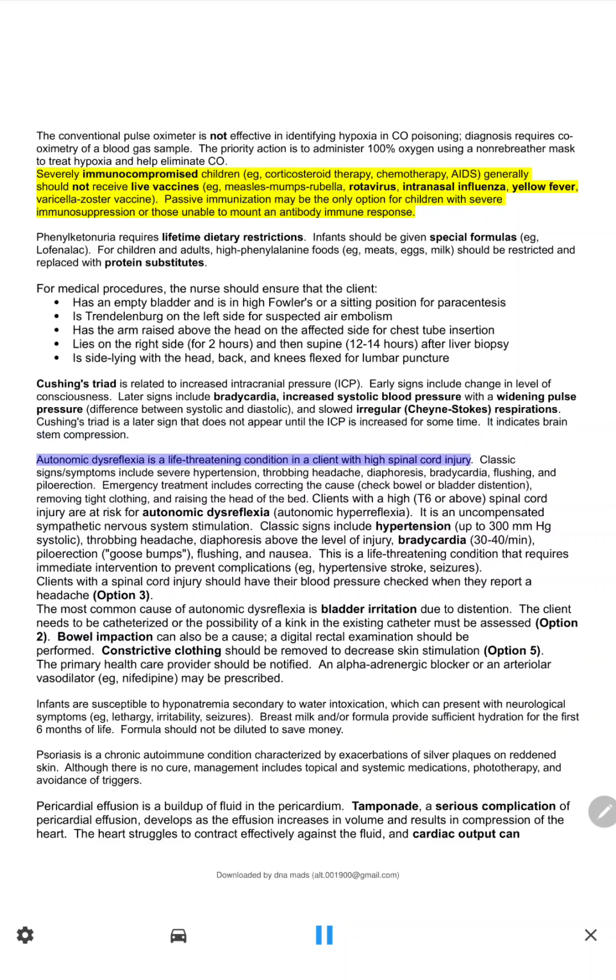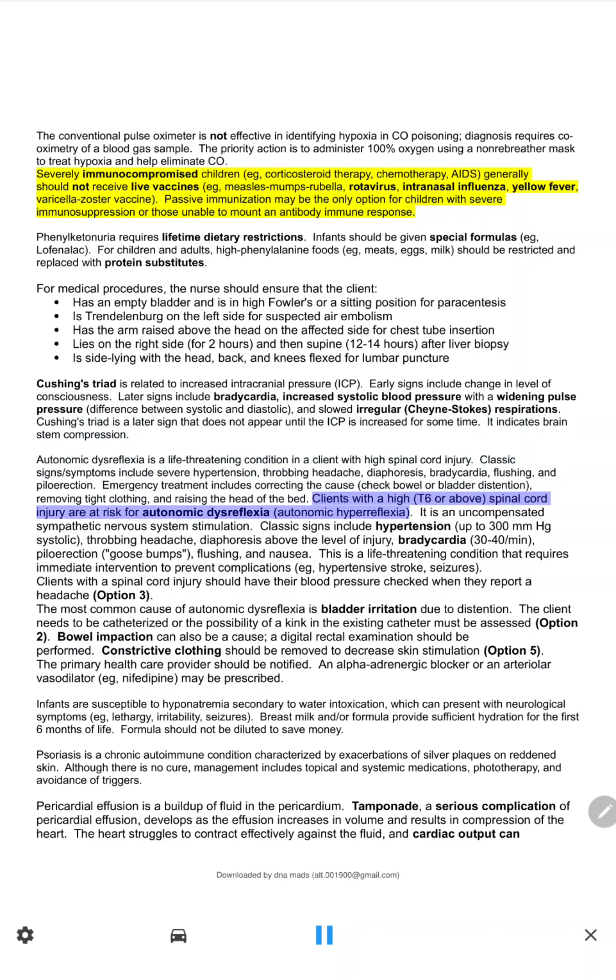Autonomic dysreflexia is a life-threatening condition in a client with high spinal cord injury. Classic signs and symptoms include severe hypertension, throbbing headache, diaphoresis, bradycardia, flushing, and piloerection. Emergency treatment includes correcting the cause, checking for bowel or bladder distension, removing tight clothing, and raising the head of the bed.